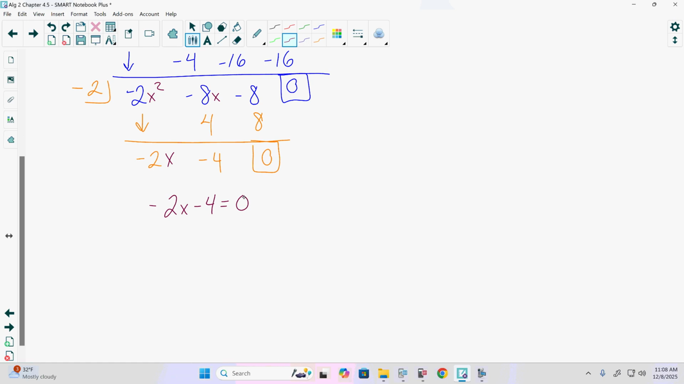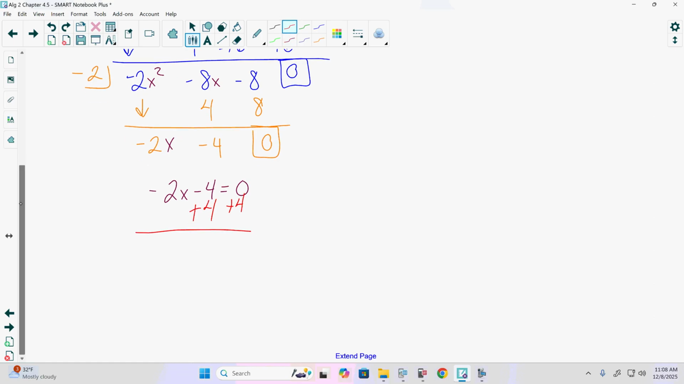What we have left is negative 2x minus 4 equals 0. This is nice, we can solve this easily by adding 4 to both sides, telling us that negative 2x is equal to 4. Divide both sides by negative 2, telling us x is equal to negative 2. So really all we did there was just verify that the solution is 2, 2, negative 2, negative 2.